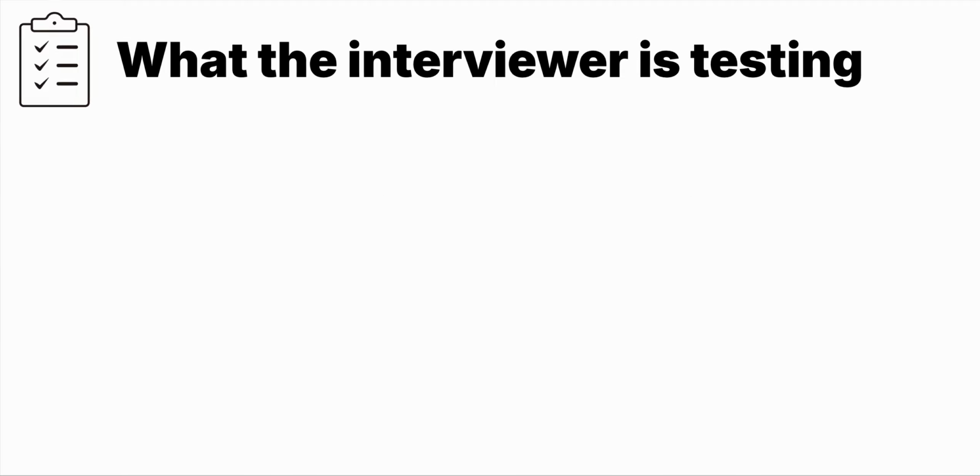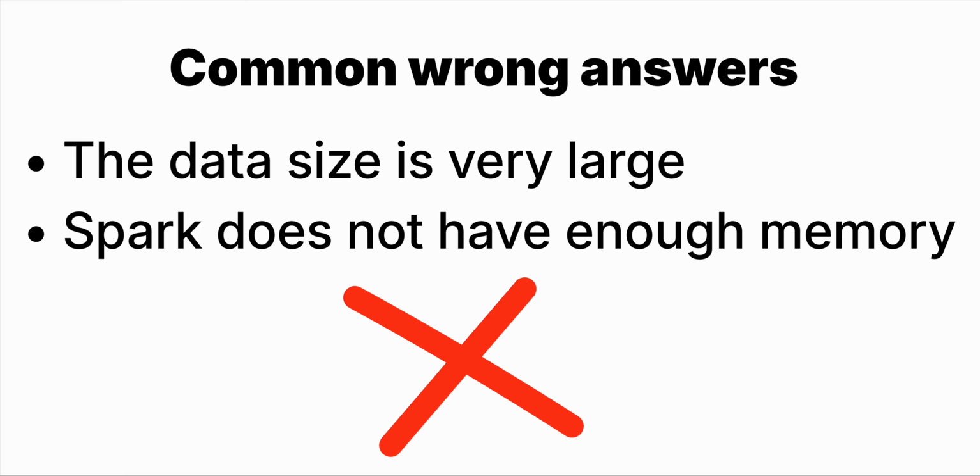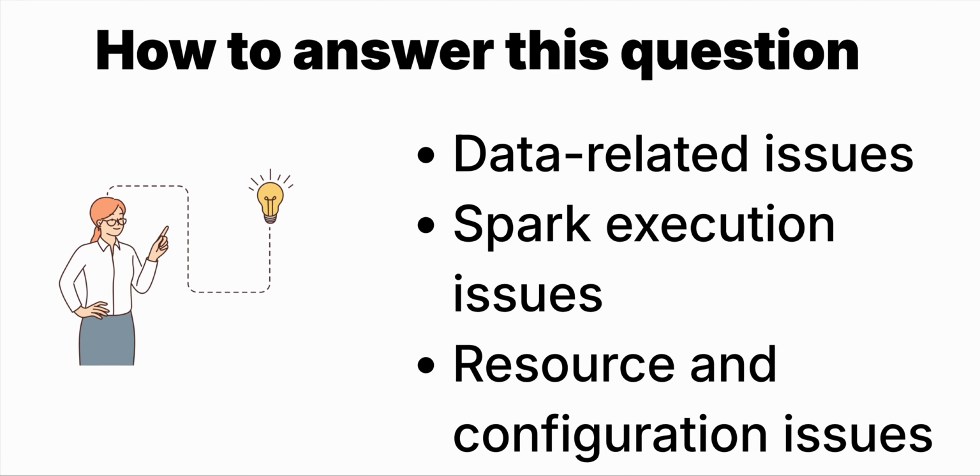Generally, candidates answer this question in a very generic way, which sounds very vague or comes out as a very weak understanding. Like, two classifications could be that the data size is very large or the Spark does not have enough memory, increasing memory will help. But these are very generic answers. They're correct, but they are very generic, and they don't really do any justice to this question being asked by the interviewer. So, how do you answer this question?